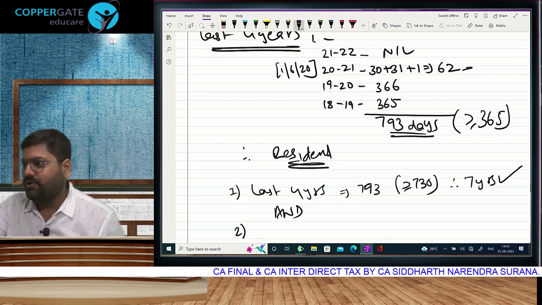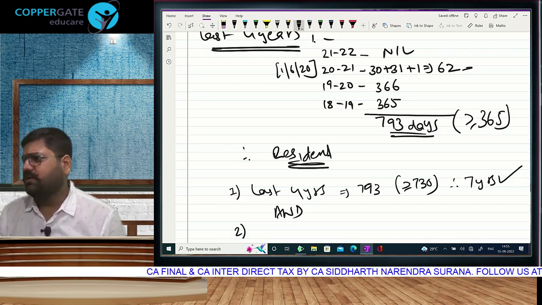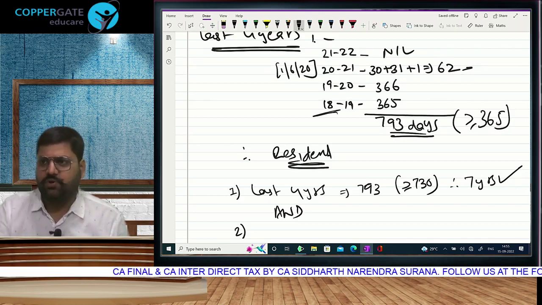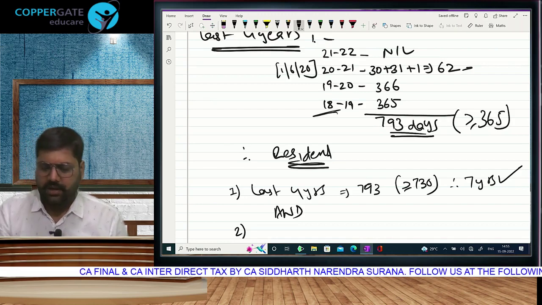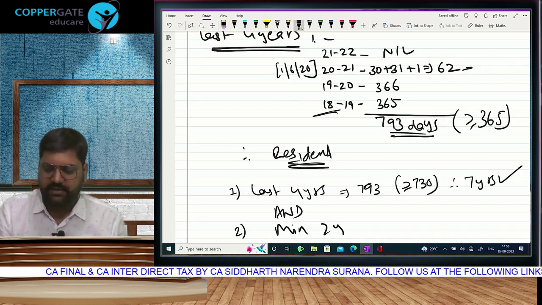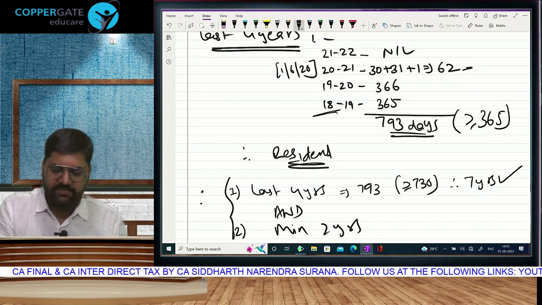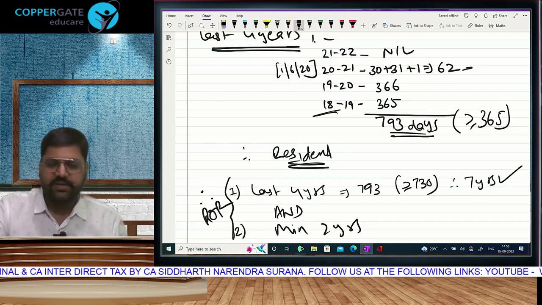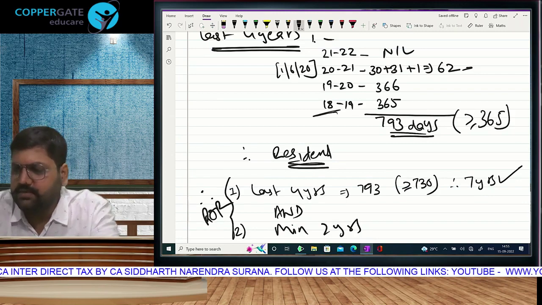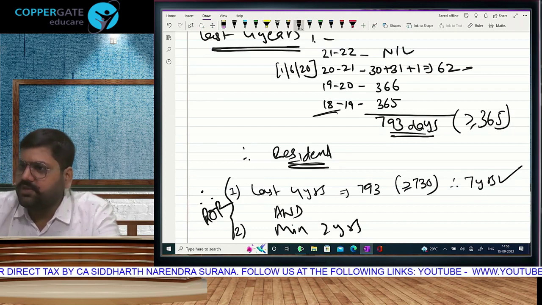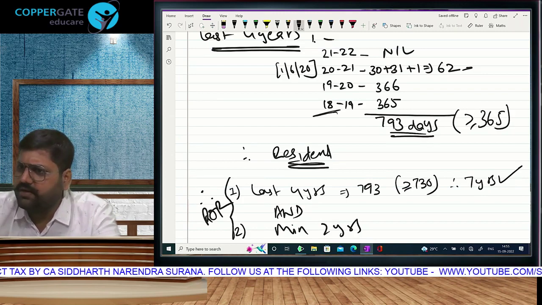Correct or no? So we are interested or no? We are not interested. We want only 2 out of the last 10 years. Do we know before this all the years he was in India only? And therefore minimum 2 years का resident का criteria? And therefore the assessee becomes resident but ordinarily resident. Is that understood? Yes. This was right? Everything right?